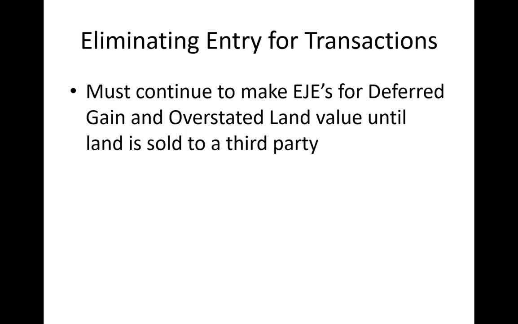What we do have to address, though, is the eliminating entries. Anytime we make an EJE and there's a gain or a loss or some type of transaction involved with it, and it's still there, we have to address it in future years. We also have to know that anytime we have an asset or liability account and we make any adjustments to it, we're going to have to continue to make those EJEs into the future because those entries never post to the parent or the sub's records. We know that there was a deferred gain, and we know that the land was overstated, so we need to reduce the value of the land.